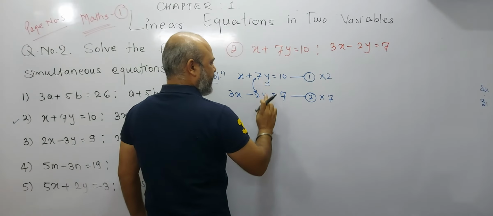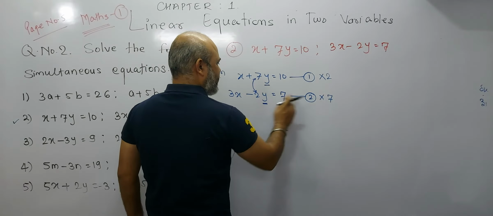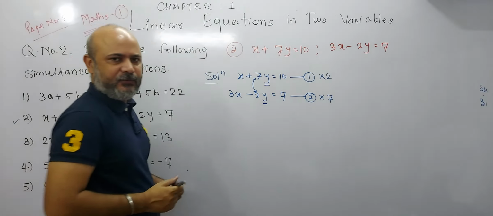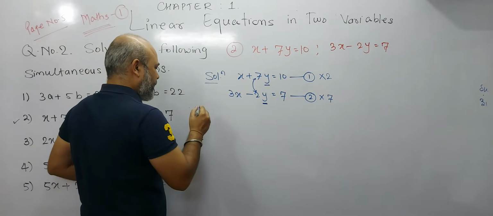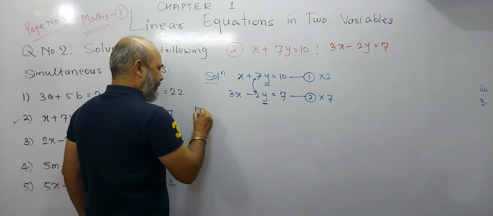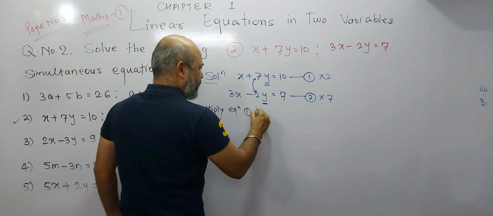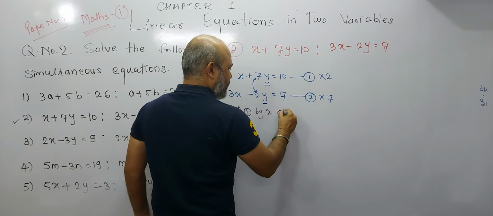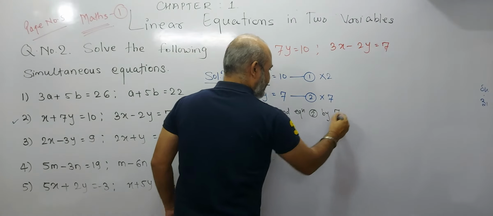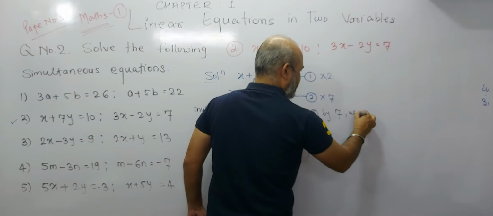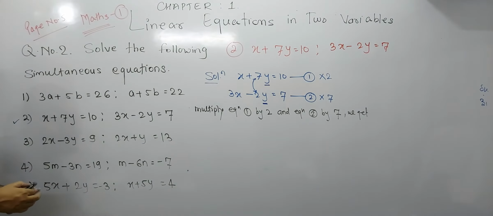Like 2 sevens are 14. So this will be 14y. And when we multiply equation 2 by 7, 2 sevens are 14. So this will be minus 14y. So let us multiply equation 1 by 2 and equation 2 by 7.